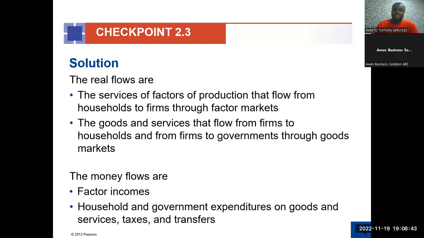And if you remember, with the introduction of the government, we have taxes and transfers. The households and the firms pay taxes, and the government also gives transfers to the households and the firms. So all those are in monetary terms.